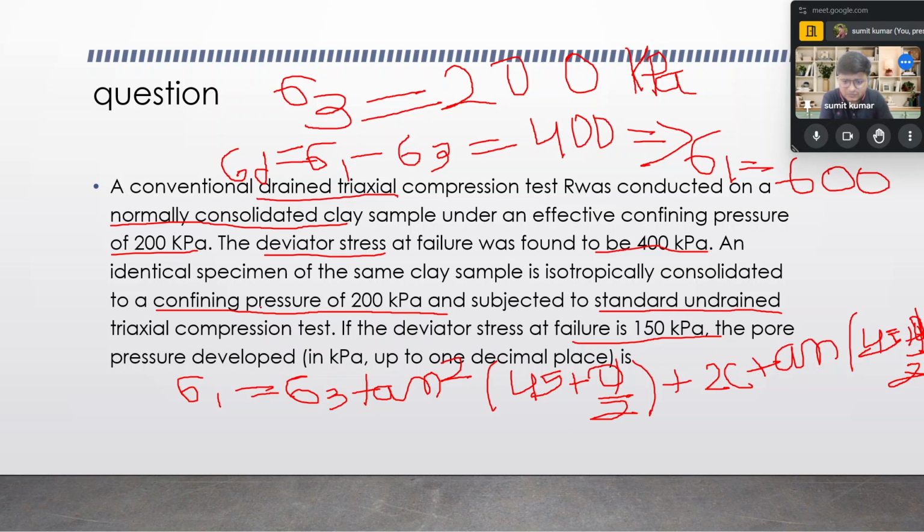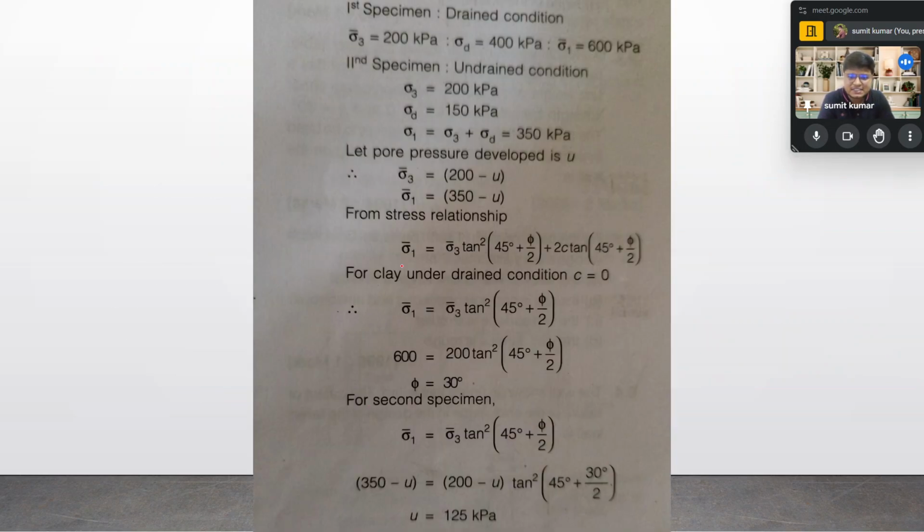After that, in this case the confining pressure of 200 kPa is subjected to an undrained test, so the deviator stress is 150. You consider sigma 1 minus u equal to sigma 3 minus u times tan square 45 plus phi by 2. You will get the answer. So I will show you the solution directly. First of all, we consider sigma 1 equal to sigma 3 times tan square 45 plus phi by 2 plus 2c tan 45 plus phi by 2. From here, we are able to find the value of phi as 30 degree, as I have said earlier.